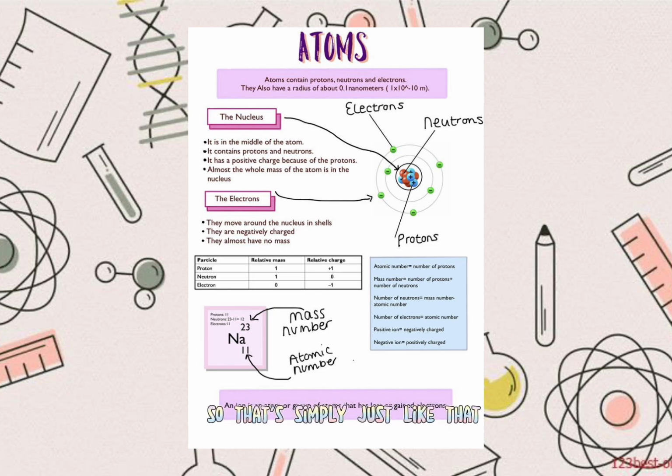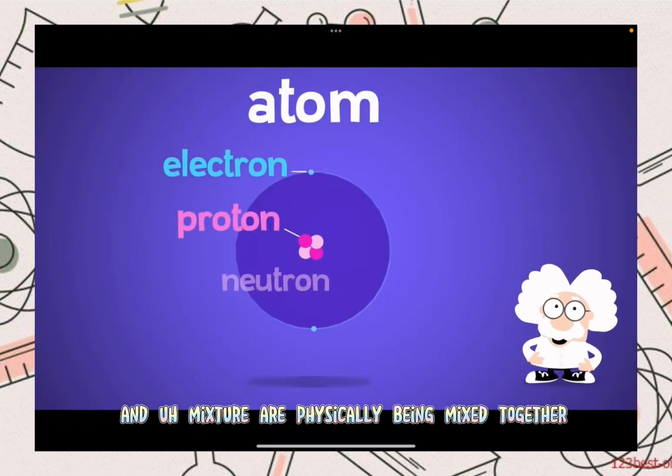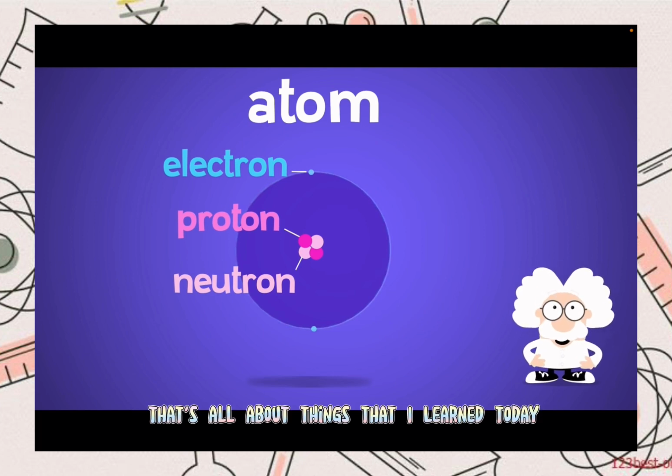So that's simply it. A compound is two or more substances chemically combined together, and a mixture is substances that are physically mixed together. So that's all about the things that I learned today.